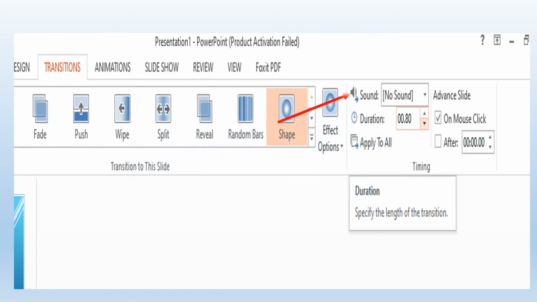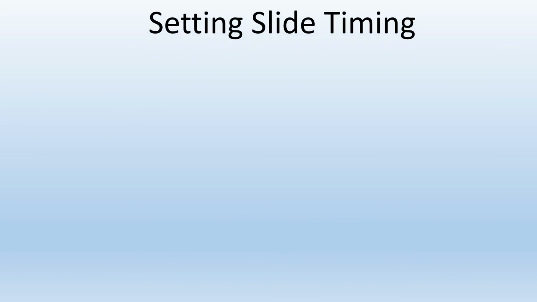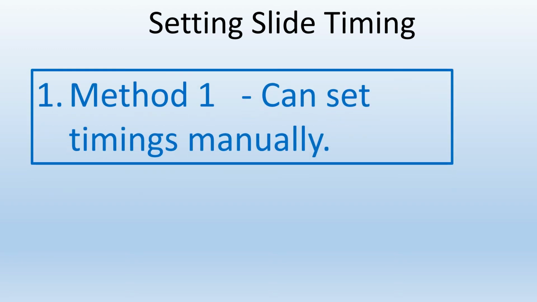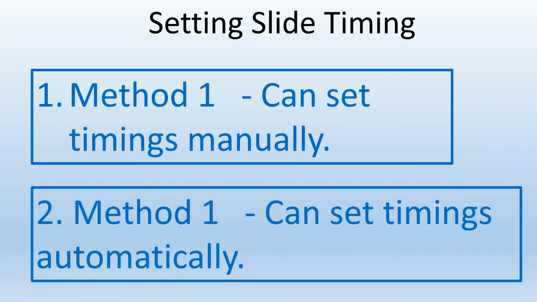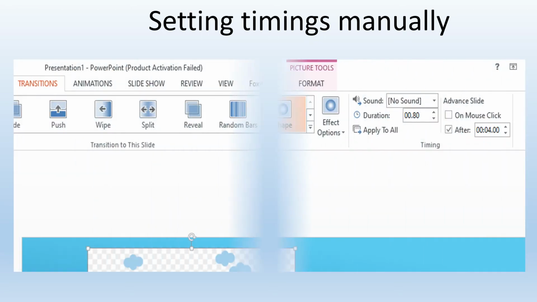You can set sounds for transition. You can add a sound. You can set a time duration for transitions and set slide timing. You can do it in 2 ways. The first method is you can set it manually, and you can also set it automatically. Firstly, we see how we do this manually.